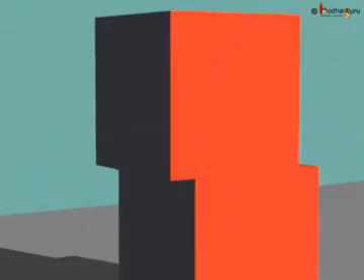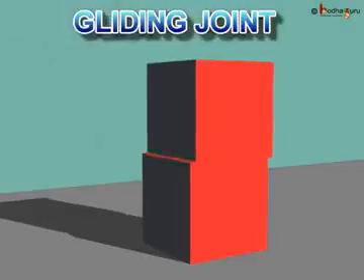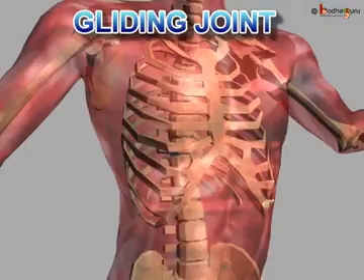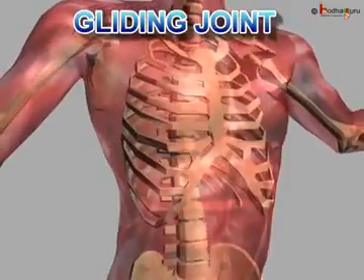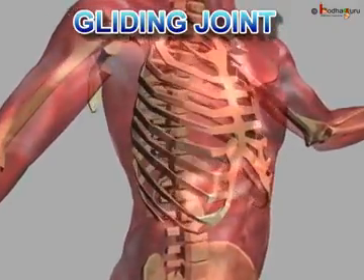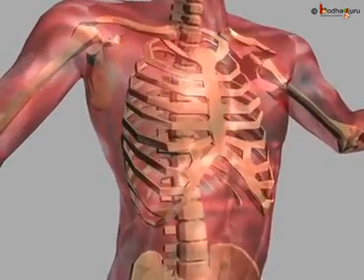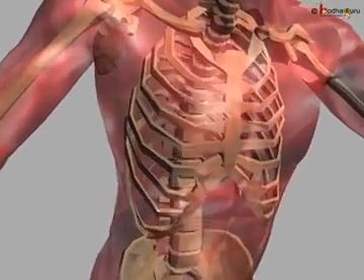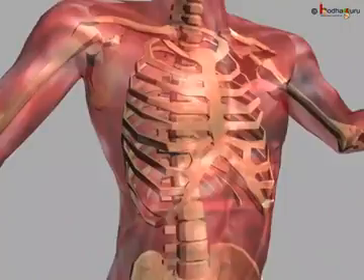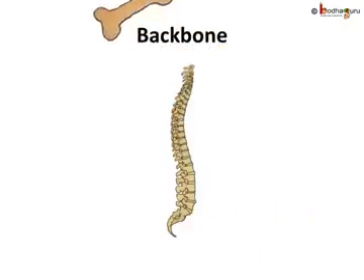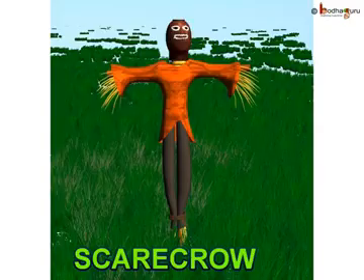Let us see the gliding joint. Adjacent bones slide over each other and allow for a limited movement. It allows the back to bend, twist and turn at each joint, like the vertebrae of the backbone, wrist and ankles. What would happen if your backbone is made up of just one long bone? It would make us stiff as a scarecrow.